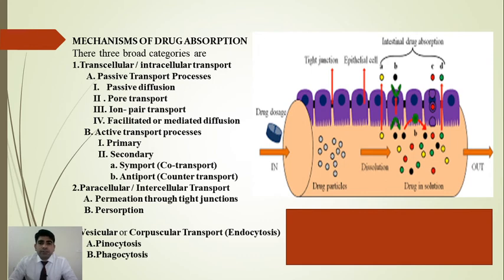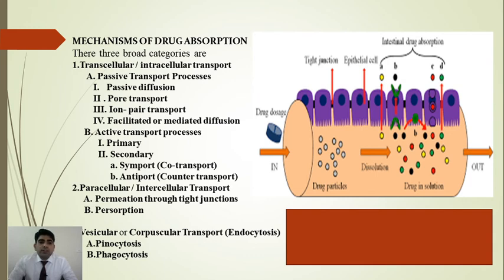As in the diagram you can see, if the drug molecule enters into the cell, the cytoplasm, and then reaches the other side, then it is called transcellular. Trans means through the cell. So if the drug enters into the cell to cross the biomembrane and reaches the other side, then the process is called transcellular.